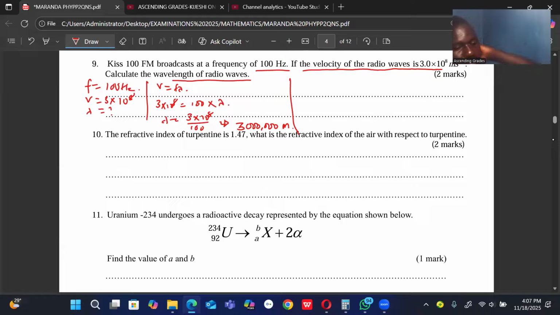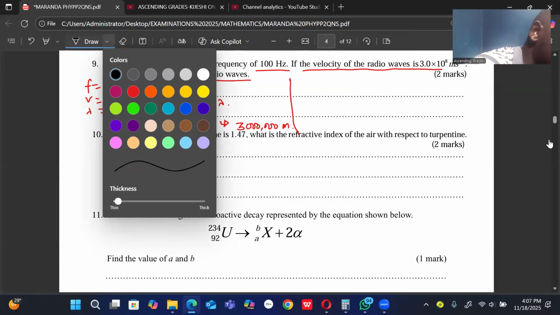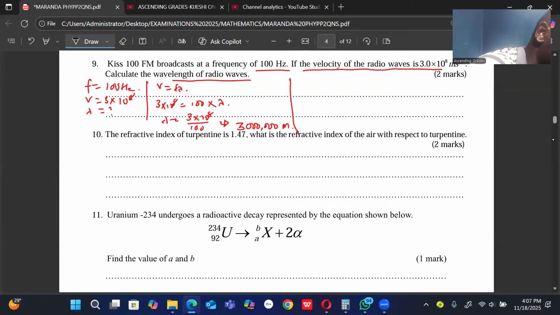We have case 2. If we try to alter the question, because you can see this frequency is too low. If we say now this one becomes a frequency of 100 millihertz, then we maintain the speed to be 3.0 times 10 raised to power 8. Then our lambda will be what?